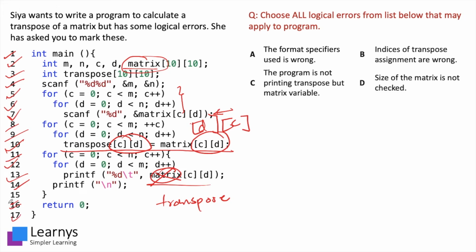Let's see how this figures out in our question. The format specifiers are not wrong. Indices of transpose assignment were wrong, yes. The program is not printing transpose but matrix variable. Yes, this is absolutely correct. And this is the logical error. I'm sure some of you have made this logical error while programming. And the size of the matrix is not checked. This is again an issue because we don't have any control over user input. So when we're writing a program, we should be careful of the conditions and the conditional boundaries.